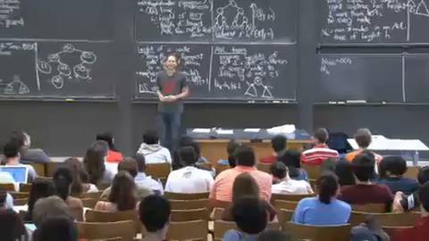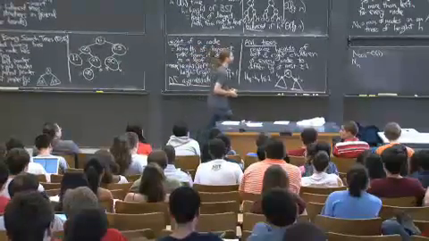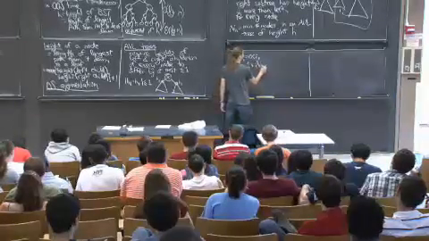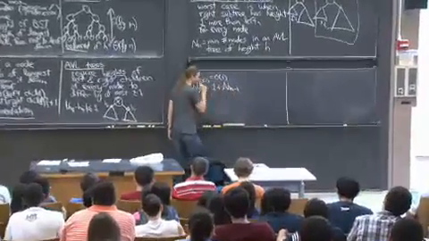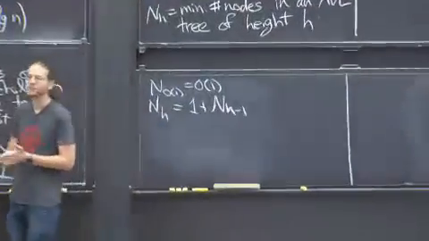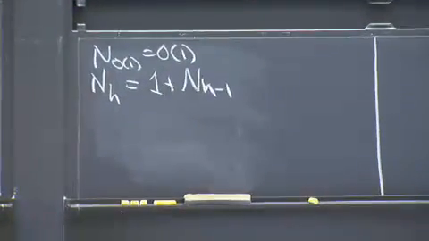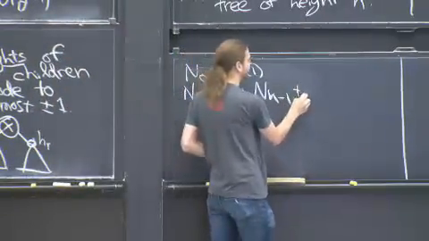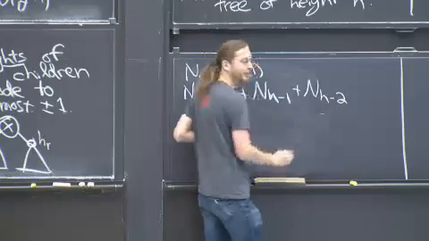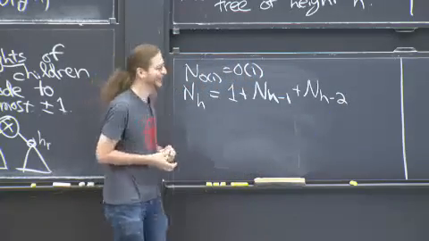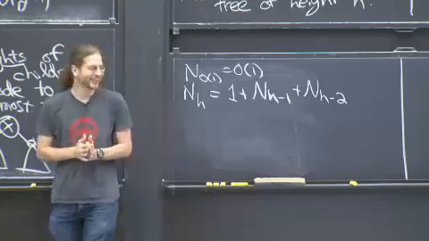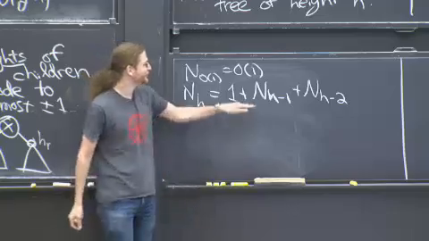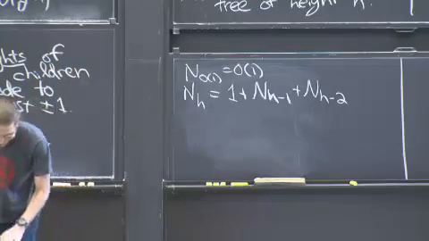Yeah? So 1 plus n sub h minus 1? Not quite. Yeah? N sub h minus 1 plus n sub h minus 2. Do you want the 1 plus? You do. So it's a collaboration. To combine your two answers, this should be the correct formula. Let me double check. Yes.